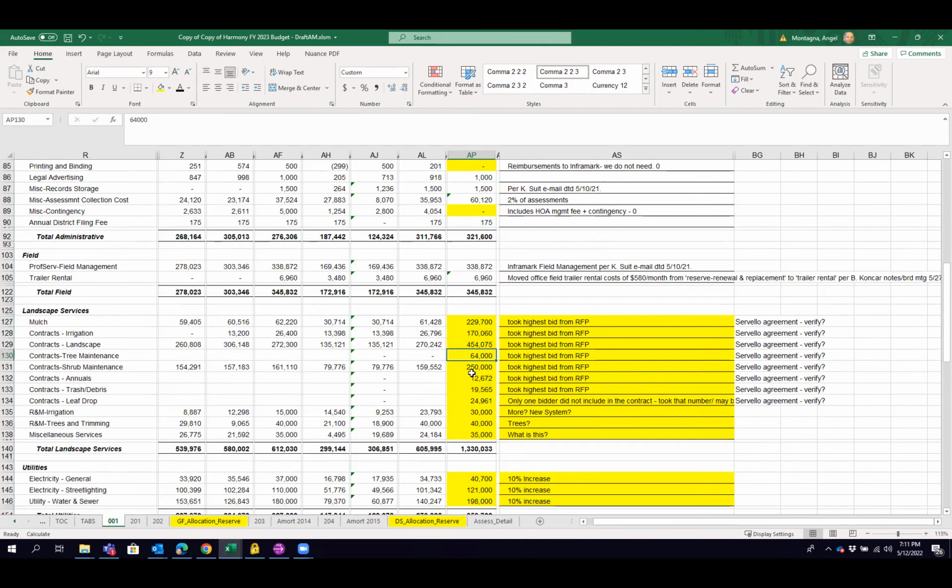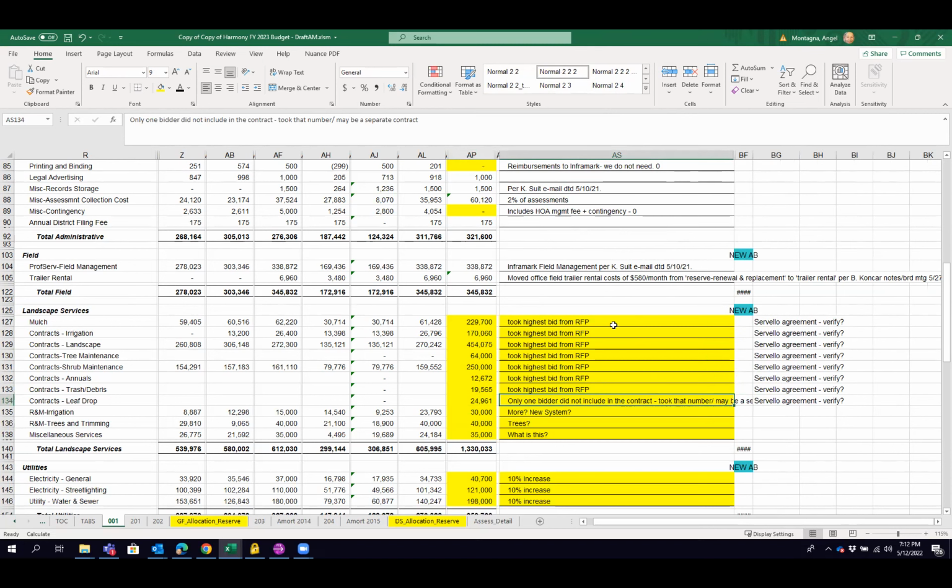I took the highest number from your bid summary that Brett provided, and I inputted them in all of this. I broke it out even more because you have trash and debris in there and you have leaf drop. Even though leaf drop was considered in every bid except for one vendor, they're charging $24,961 for leaf drop. I left that in there in case that is the bidder you go with. Or the other thing, if leaves are a big deal in Harmony, you might want to consider having someone come in and street sweep the leaves certain times a year. So I don't know what you want to do, but that's where that number came from, if anyone's curious.